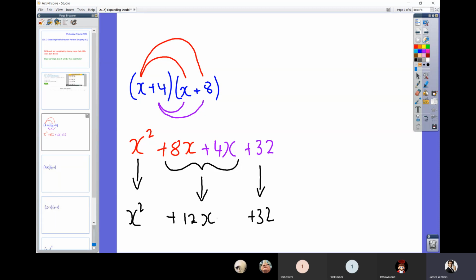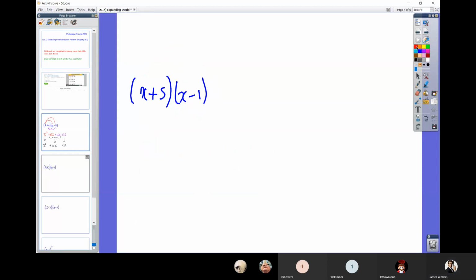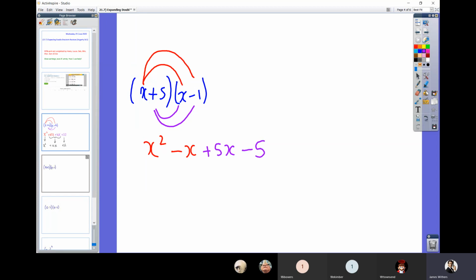Now, all the following examples are just the same, but you've just got to be careful when the signs start including some minuses. OK. So x times x is x squared. X times minus 1 is minus x. A plus times a minus is a minus. Plus 5 times x is plus 5x. And plus 5 times minus 1 is minus 5. Then gathering up like terms, we're gathering up the x's in the middle, we get x squared plus 4x minus 5 as our final answer.